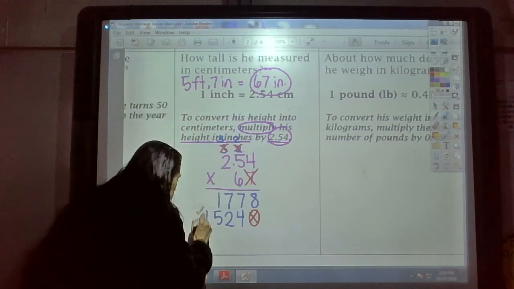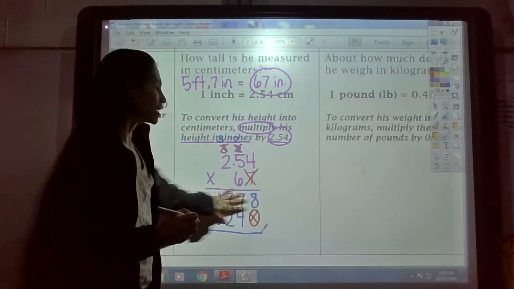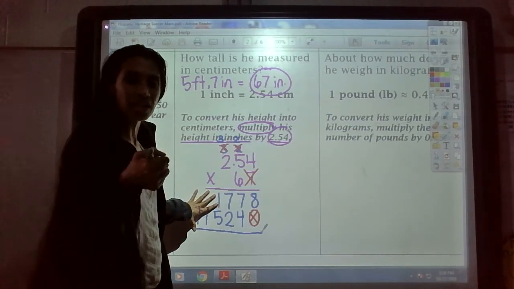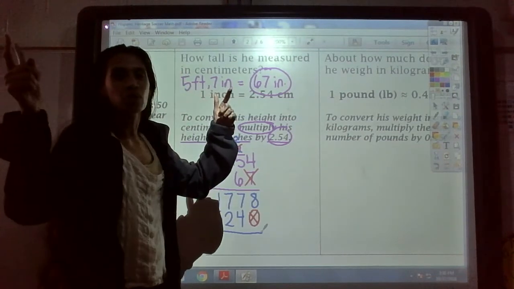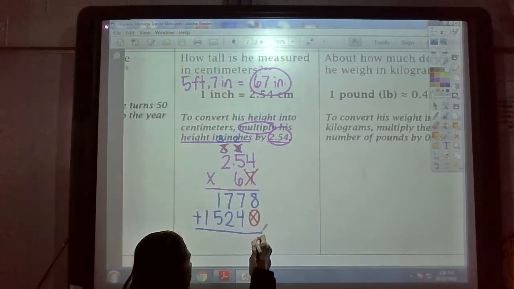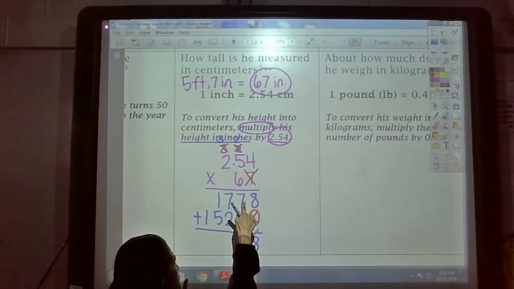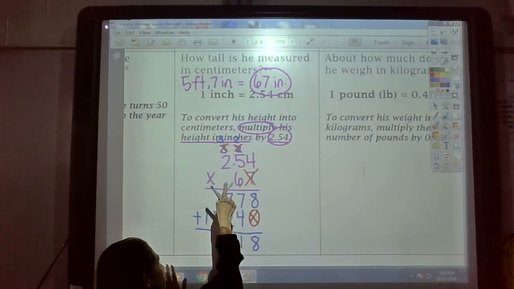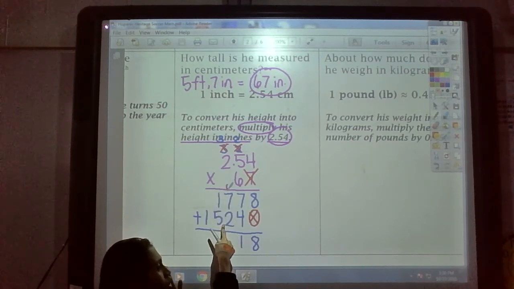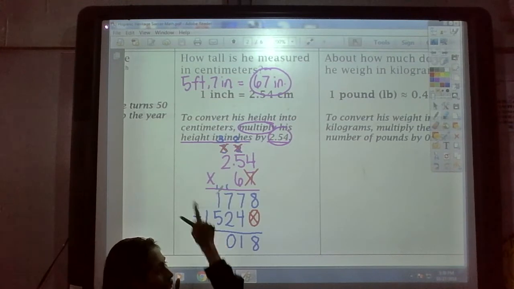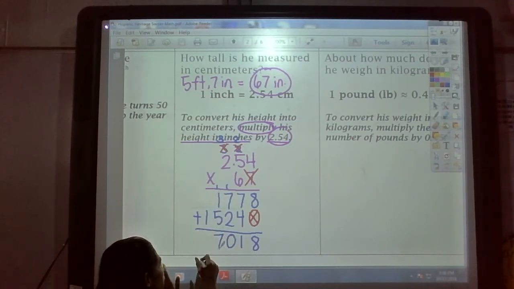We add. Now, if you notice, I did not put any decimals here, because when we multiply, we have to count over. When we add and subtract, the decimal goes straight down, but when we multiply, we count it over. So 8 plus 0 is 8. 7 plus 4 is 11. Write the 1, put the 1 up top. 7 plus 1 is 8, plus 2 is 10. Write the 0, put the 1 up top. 5, 1 and 1 makes 7. And the 1 by itself right there.